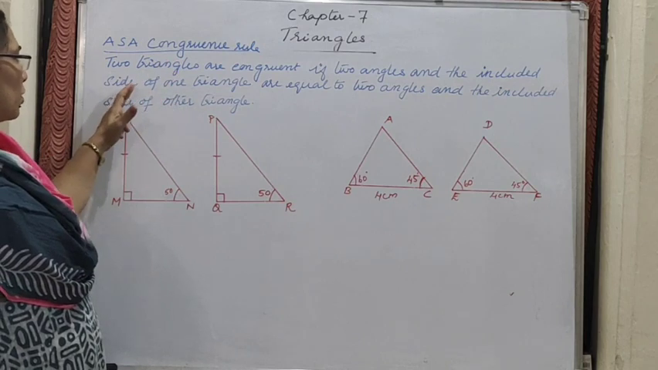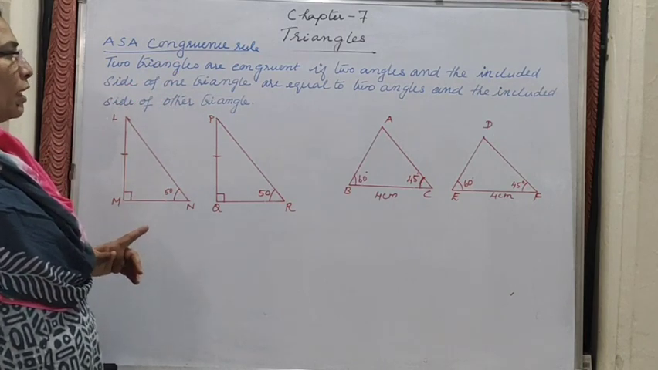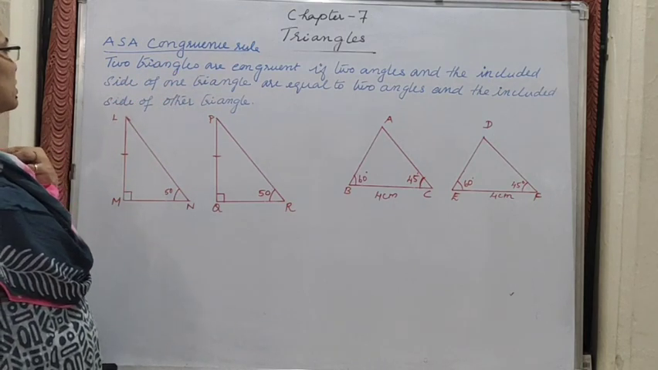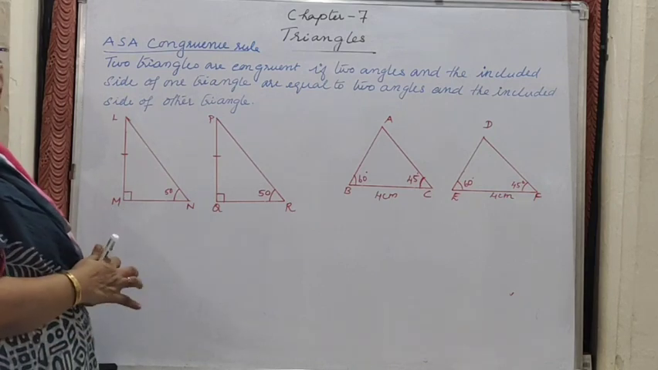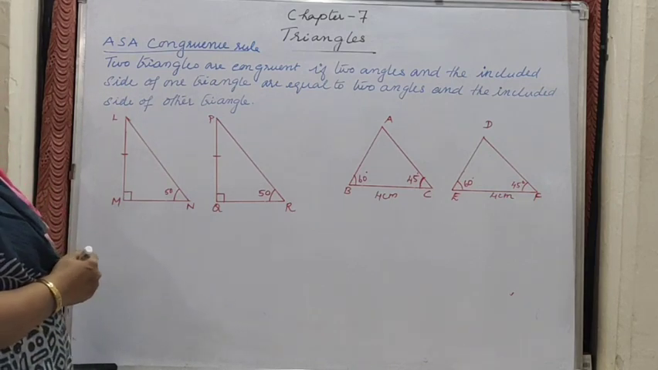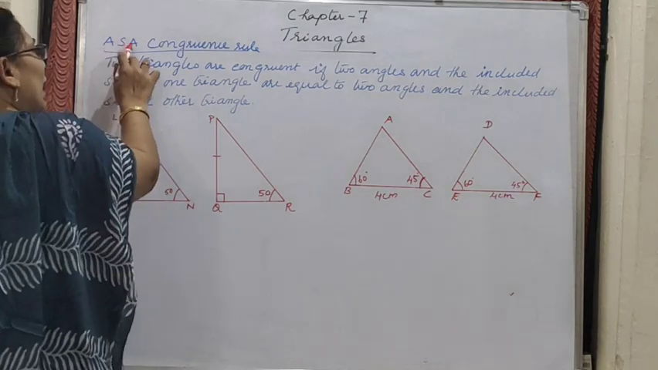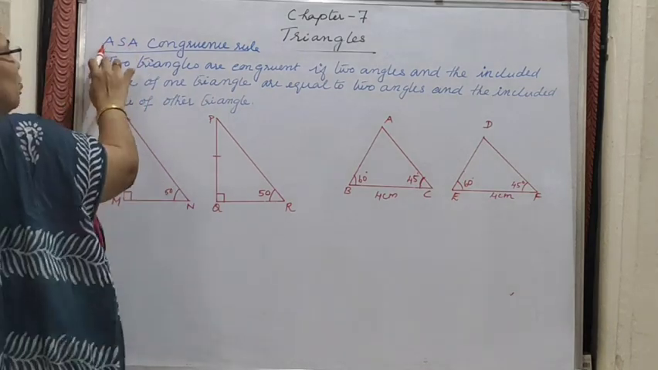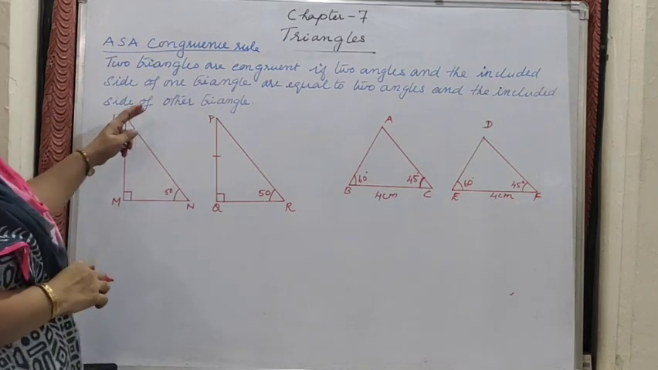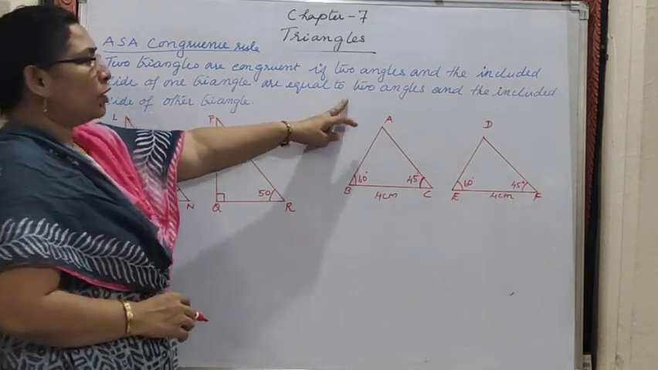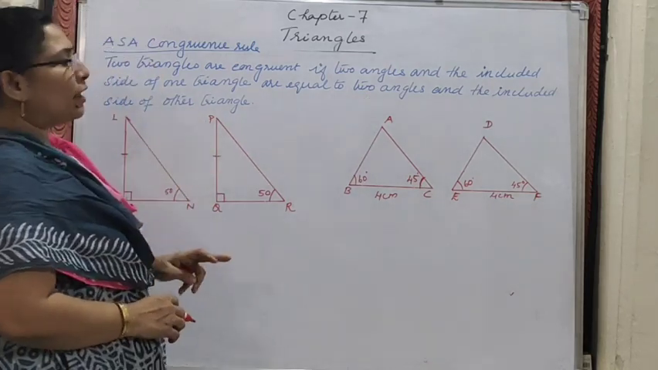ASA congruence rule. Two triangles are congruent if two angles and the included side of the triangle are equal to two angles and the included side of the other triangle. What is the meaning of this one? Two angles. A means angles. So how many angles are there? Two angles, one included side. So are equal to corresponding two angles and the included side of the other triangle.